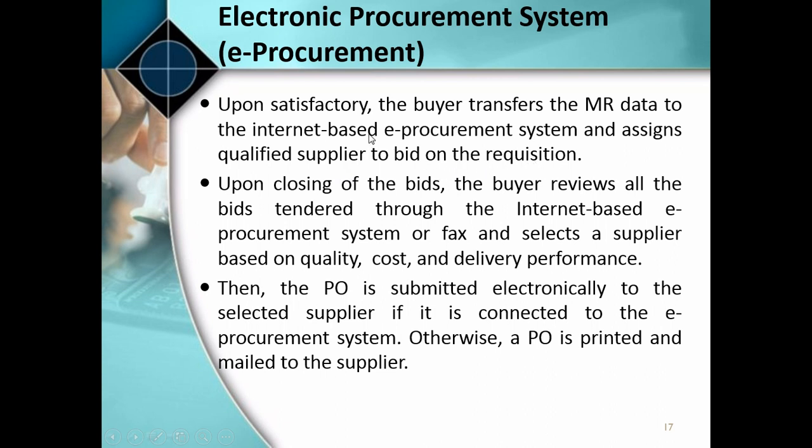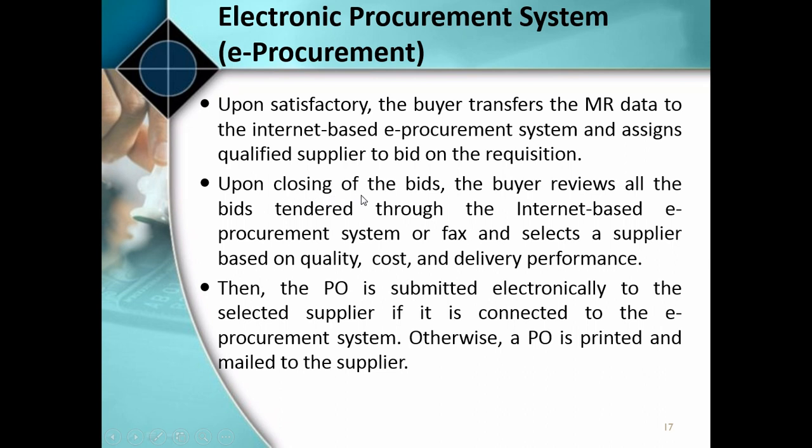Let's say bila kita nak proceed dengan apa-apa pembelian, kita transfer material requisition kepada purchasing department. Lepas tu bila dia dah tengok apa yang korang nak beli tu, dia akan proceed material requisition tu kepada e-procurement system. Dia akan masukkan dalam procurement system and assign qualified supplier to bid on the requisition, which is supplier ni kena masuk dalam sistem kita untuk bid, process of selling and buying tu.